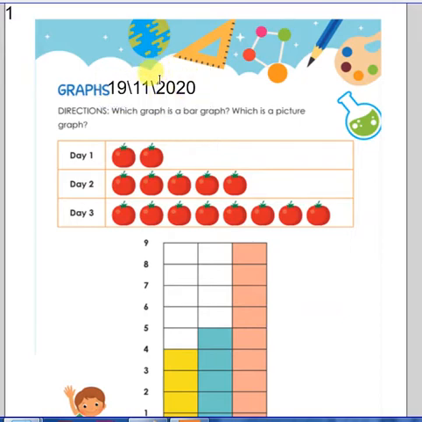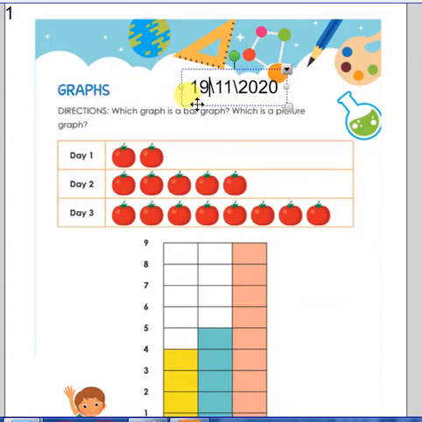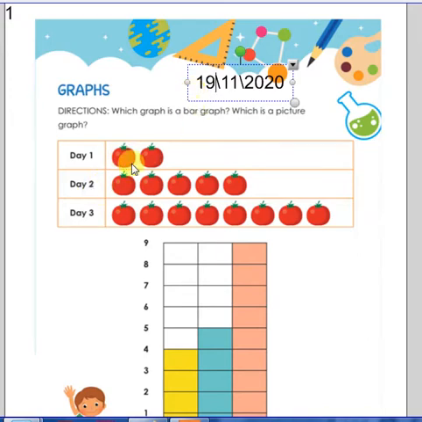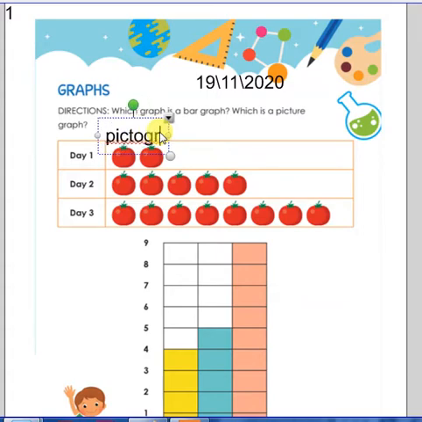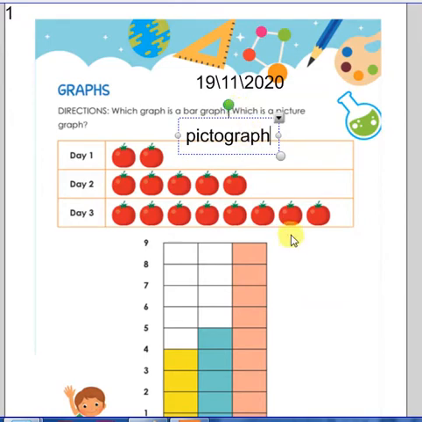Okay, this is a comparison between what and what? Comparison between pictograph and bar graph. Okay, this is pictograph or bar graph? This is pictograph. Write with me. Pictograph. Pictograph has picture.